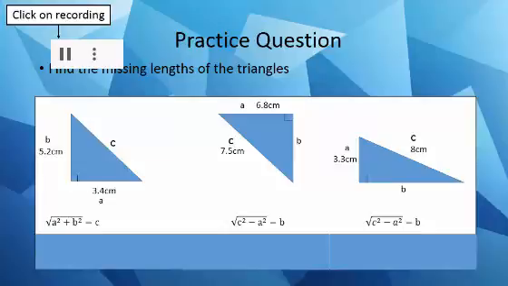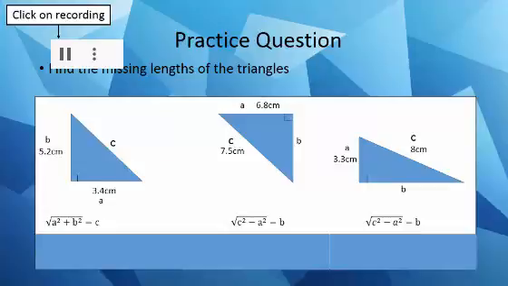Anyway, moving on to the first question, we have 3.4 centimeters for A and B is 5.2 centimeters. We are asked to work out the hypotenuse side, which is C. And to do that, we just do the square root of A squared plus B squared to give you C. Now to do that, that's just 3.4 squared plus 5.2 squared square rooted, and that should give you an answer of 6.21 centimeters. And as you can tell, 6.21 centimeters is longer than 5.2 or 3.4, so that seems correct.